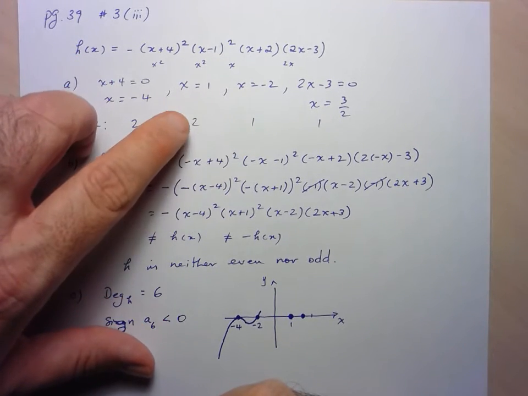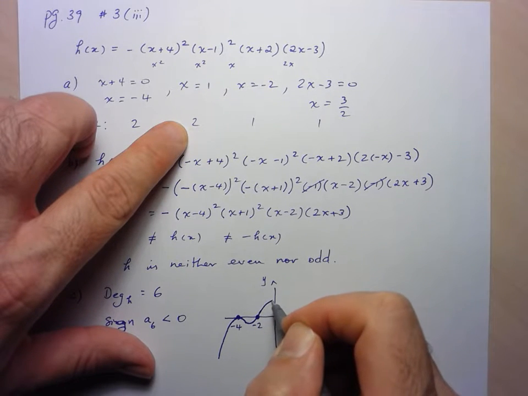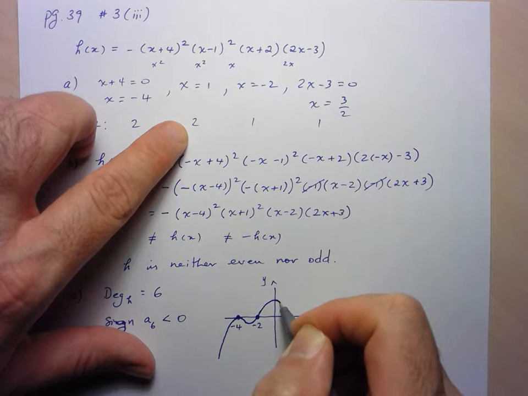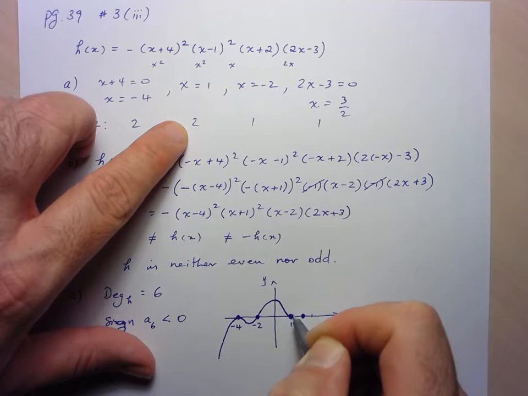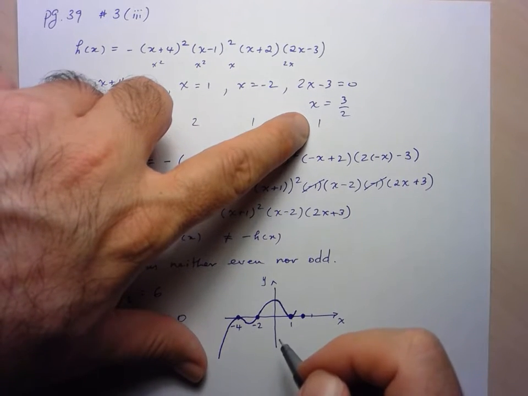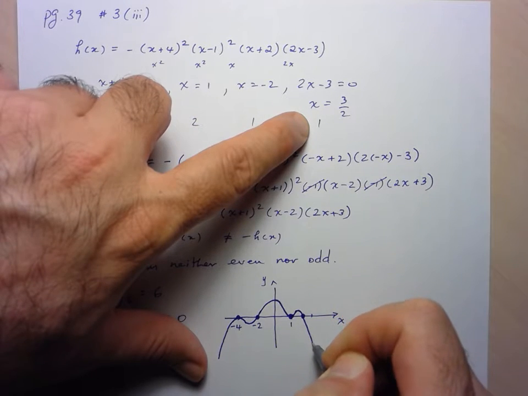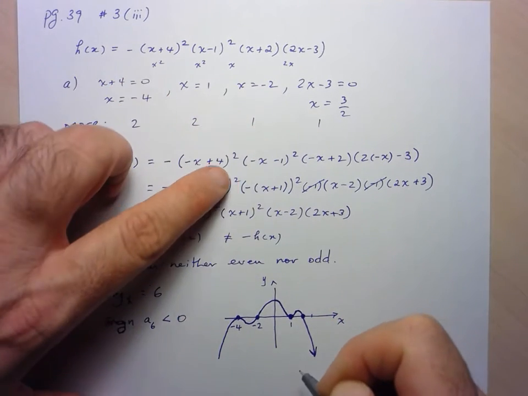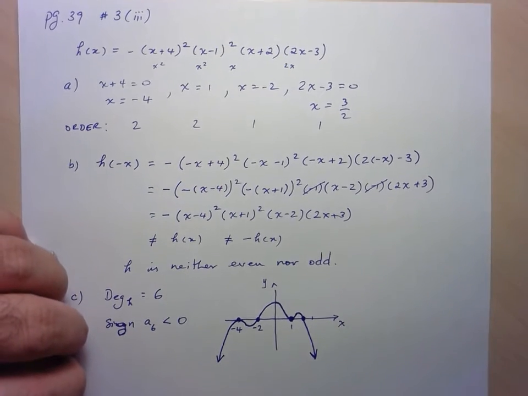Let's see what's happening at 1. At 1 we have again a parabola, a 0 of order 2. And then at 1.5 we have a 0 of order 1, so we know it's going to go straight through. And of course my end behavior needs to be going to negative infinity. Okay, so there you have it.